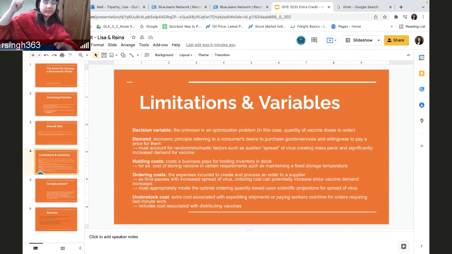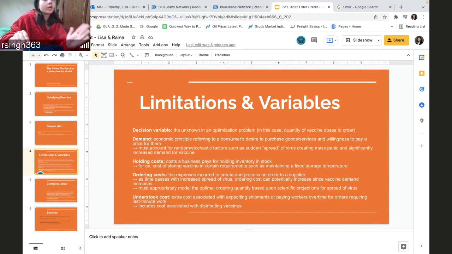We also have to account for factors such as holding costs, which are basically costs that a business pays for when holding inventory in stock. For example, as referenced in our first bibliography source, for vaccines, you have to hold them at a certain temperature. So that is very critical. Otherwise, they become useless, frankly, as with the COVID vaccine, additionally.